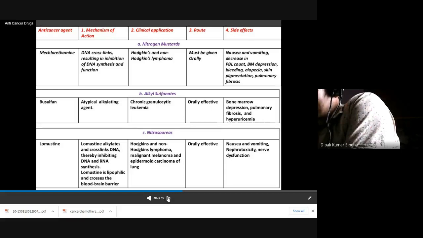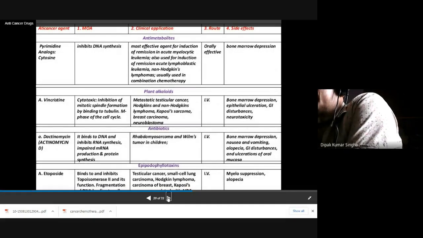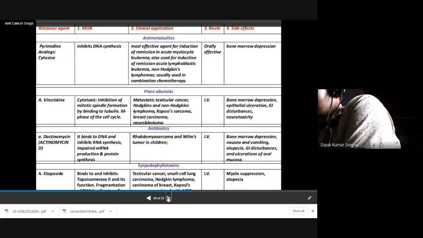আর আমাদেরও তাই অবস্থা। নেক্সট, the pyrimidine analog cytarabine inhibits the DNA synthesis. It is an anti-metabolite, most effective in the indication of the remission of the acute myeloid leukemia, also used for the induction of the remission of the acute lymphoblastic leukemia, Hodgkin disease.